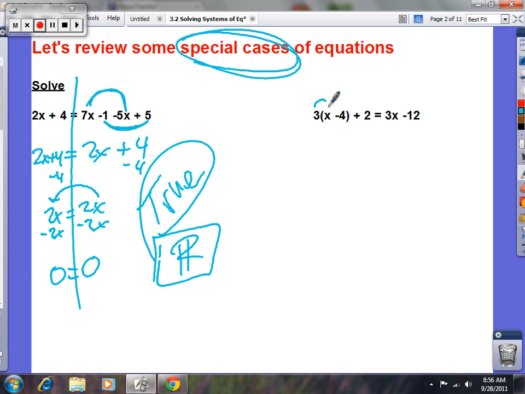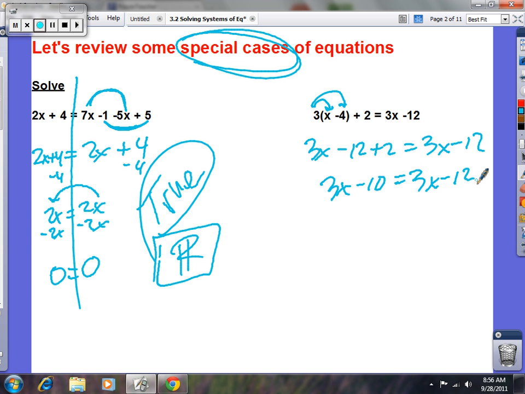Now this one right here is also a special case. It's kind of weird. Distributive property first. 3 times x is 3x. 3 times the negative 4 is a negative 12. Plus 2 equals 3x minus 12. Combine your terms here. So 3x minus 10 equals 3x minus 12. Let's get your x's on the same side. Let me take these 3x's over. Minus 3x, minus 3x, 0, 0. So you got a negative 10 equals a negative 12.